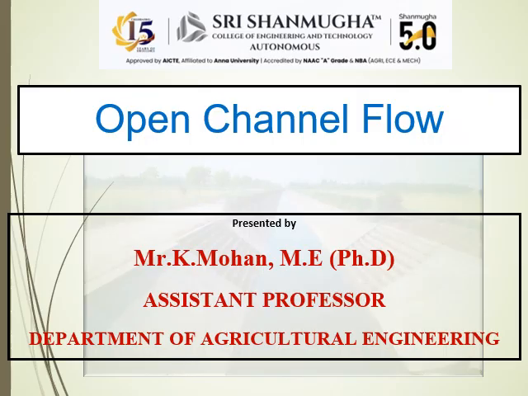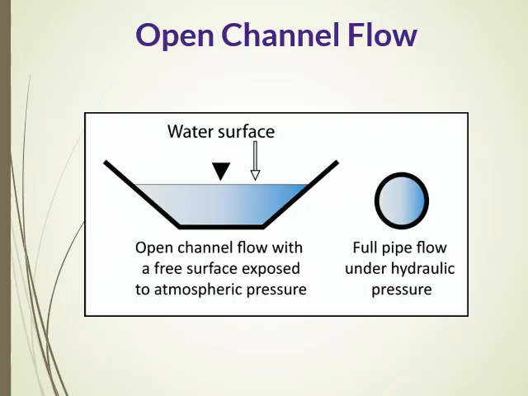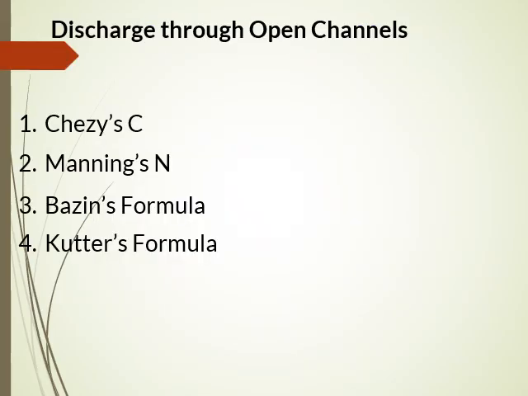So today I'm going to discuss how to calculate the discharge with respect to the following equations. We have discussed open channel flow with a free surface which is exposed to atmospheric pressure, in case of pipe flow, full pipe flow under hydraulic pressure. So discharge through open channel: Chezy's constant, Manning's, Bazin's formula, Kutter's formula. These are the major equations which we use to calculate the discharge through open channel.